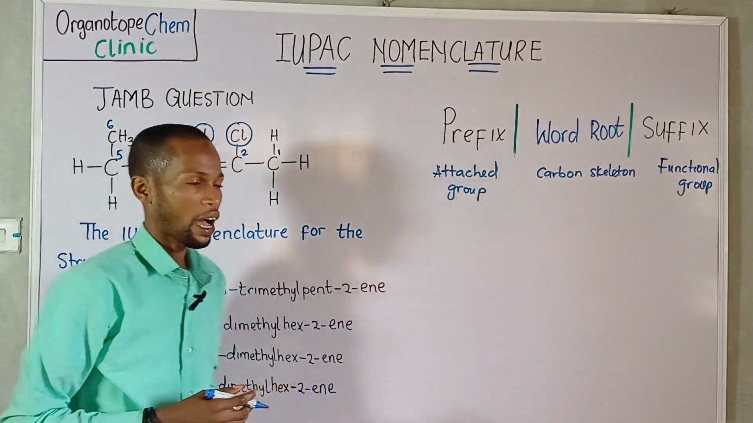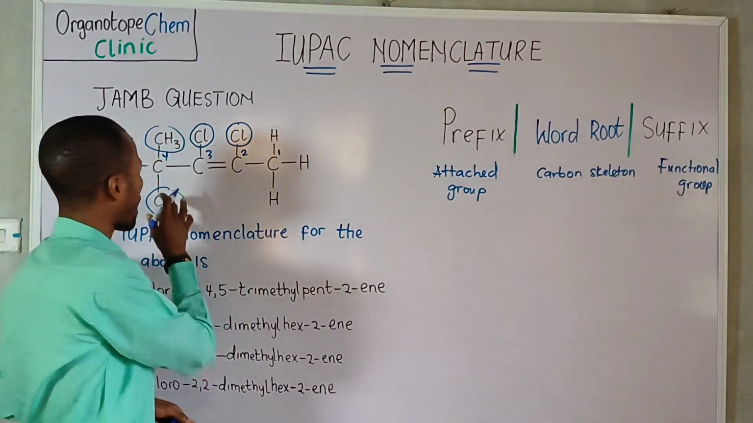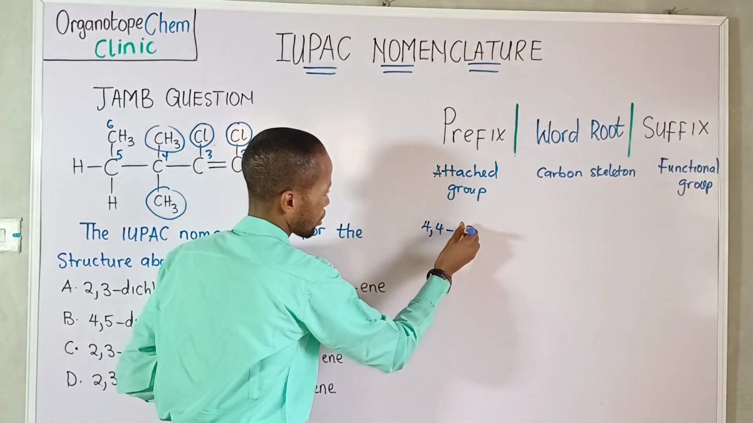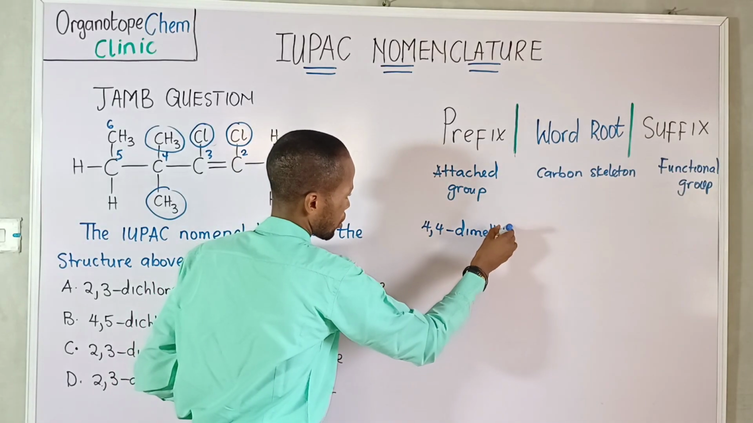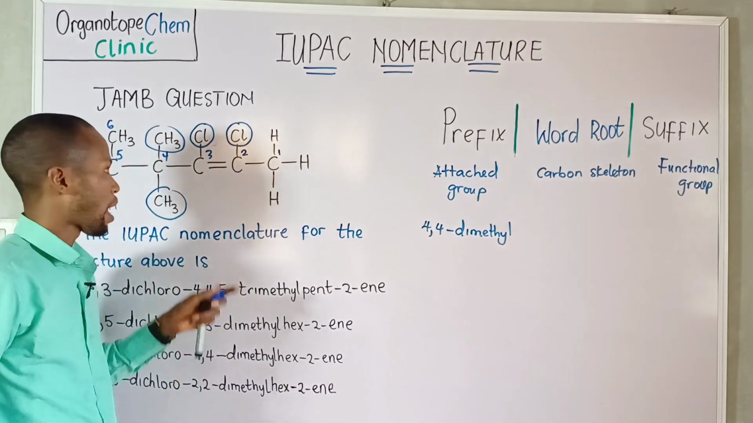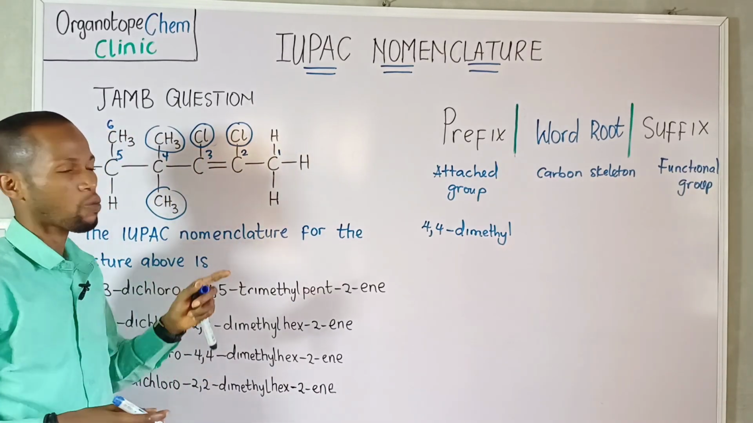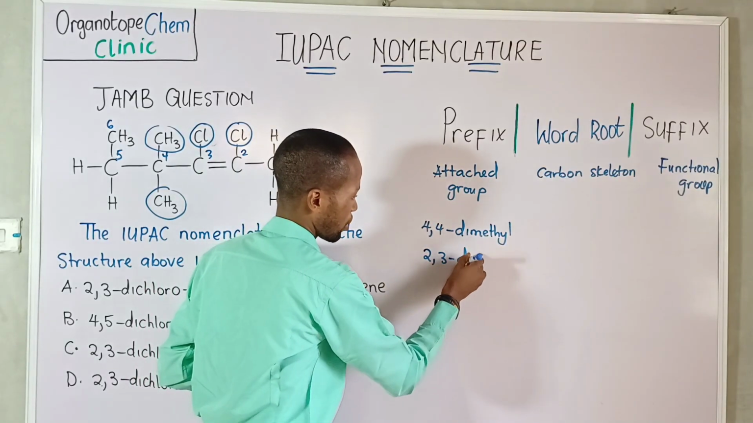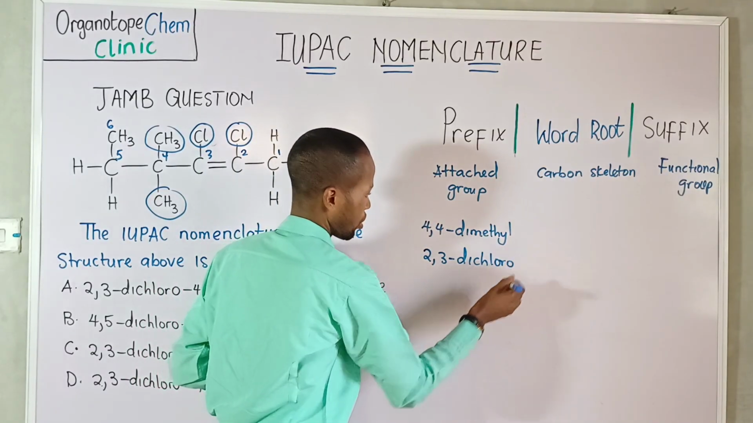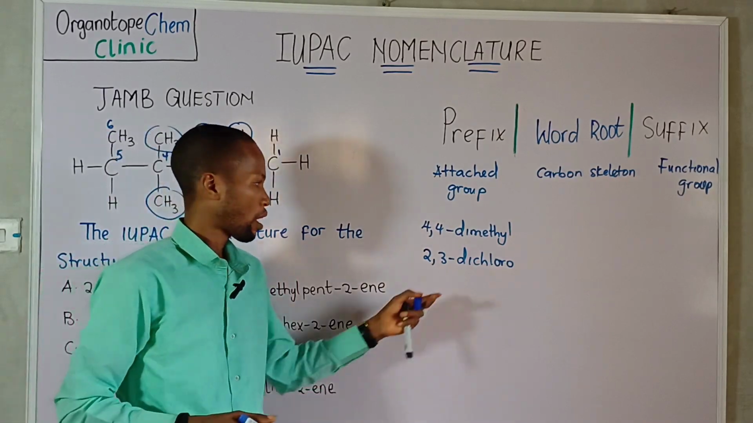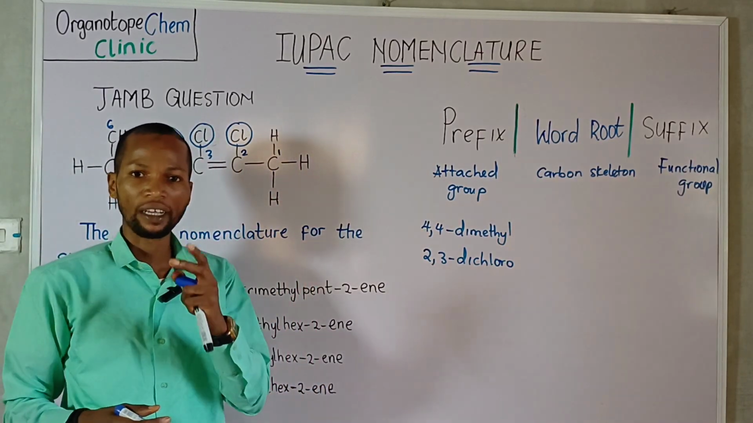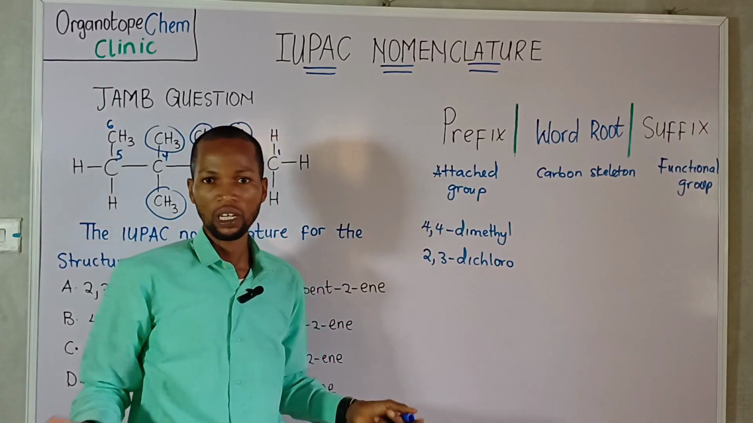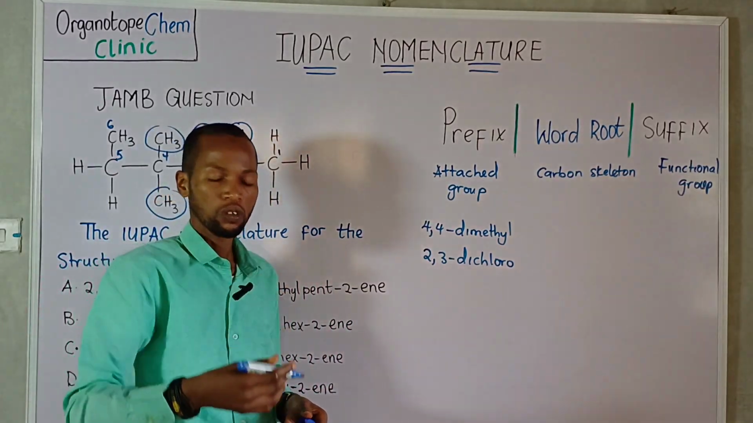The attached groups are, we have the methyl group on carbon 4. So we have 4,4-dimethyl. Okay? And on carbon 2 and 3, we have the chloro. 2,3-dichloro. When we have a similar group appearing in an organic compound twice, we indicate that with a di. Okay? And when it is 3, we indicate with a tri to show multiple similar groups.